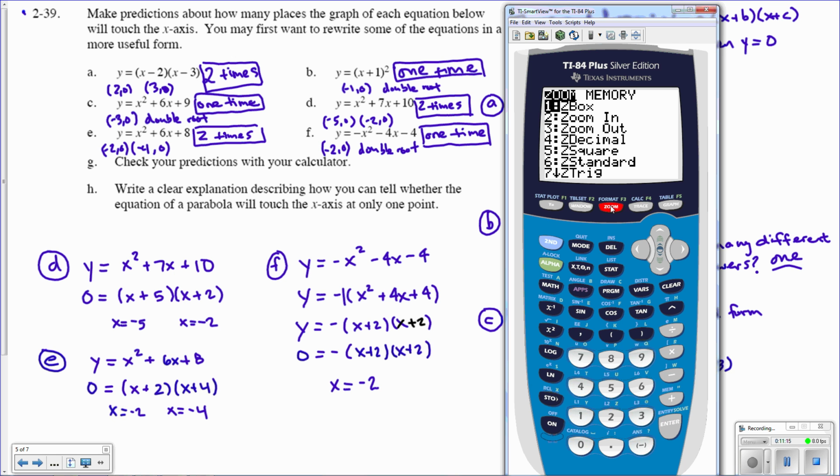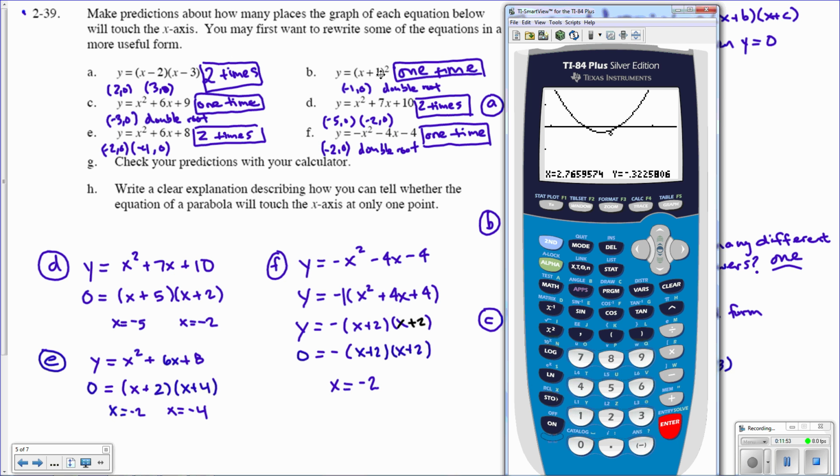Now you can zoom in closer if you use your zoom box. That's number 1. Now you're going to move your cursor to where you want to zoom into. So move it up to like a corner, press enter, and then you can press down. What it's going to do here is draw a box, and it's going to zoom in exactly to where that box is. So let's press enter the second time there, and you'll see it does cross at 2 and then 3. So we have x-intercepts at 2 and 3.